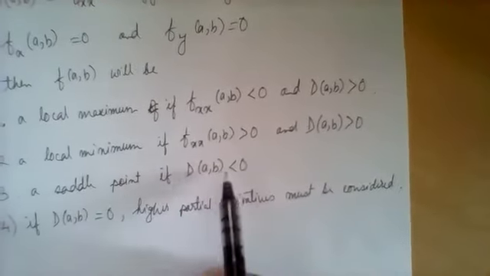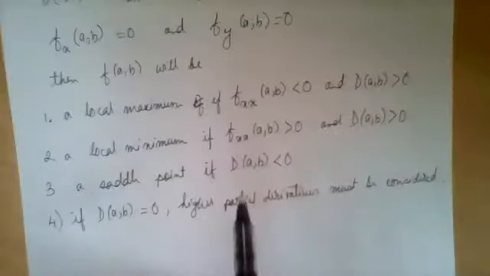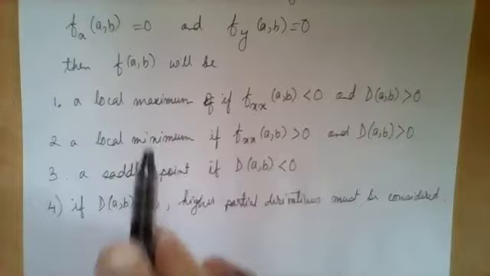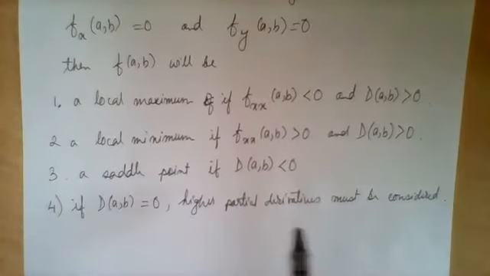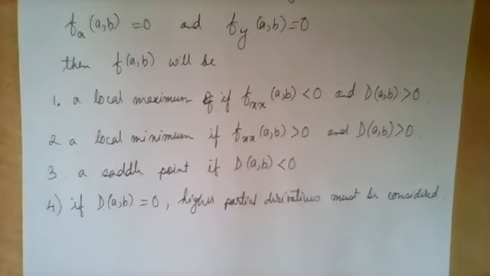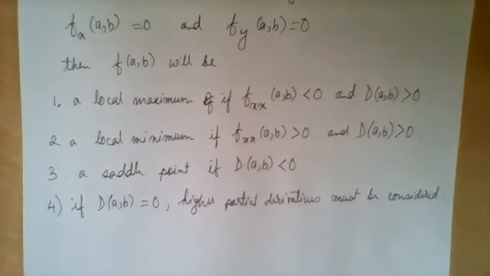If D(a, b) is less than 0, then the function has neither a maximum nor a minimum at the point (a, b). The point (a, b) is called a saddle point. If D(a, b) is 0, higher partial derivatives must be considered. So this is how we check whether a given function has a maximum, minimum, or a saddle point.